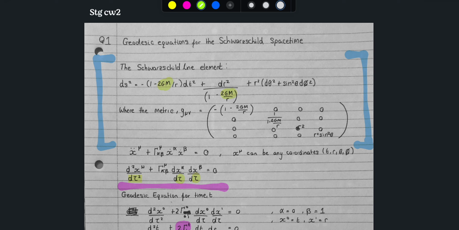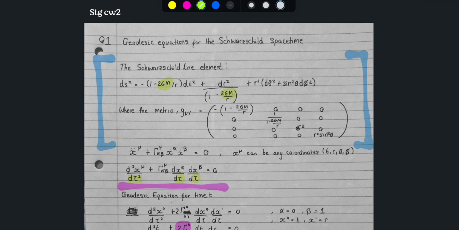In addition to Einstein's field equations, this describes the gravitational field around a static, spherically symmetrical, non-rotating massive object such as a star or a black hole. It is given by this expression, where c is the speed of light, which is set to 1, m is the mass of an object, and G is the gravitational constant.